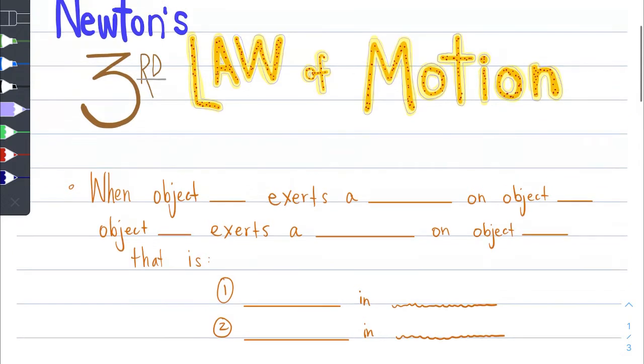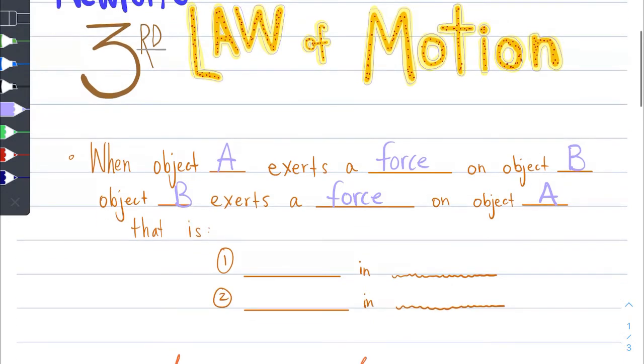So let's begin. Newton's third law of motion is the final of his famous laws of motion. And what Isaac Newton observed was that when an object, we'll call that object A, exerts a force, a push or a pull, on another object, we'll call this one object B, well, this object B is going to exert a force back on object A. So when object A exerts a force on object B, B exerts a force back on object A.